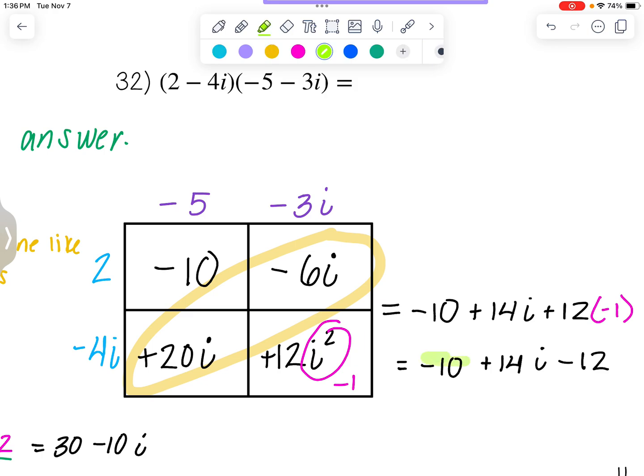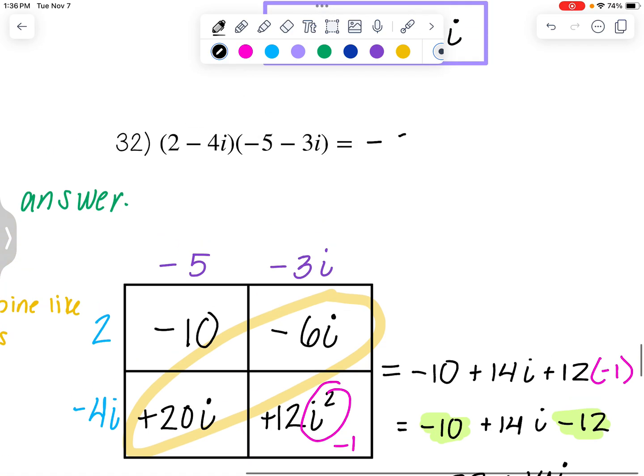And then we'll go ahead and combine our like terms. Negative 10 minus 12 is going to give us negative 22 plus 14i. We'll go ahead and move that up to our answer spot here. And we'll put a box around it to show that it's our final answer.